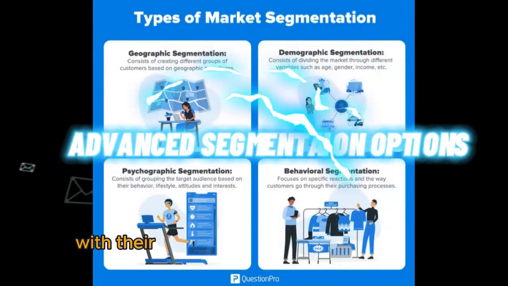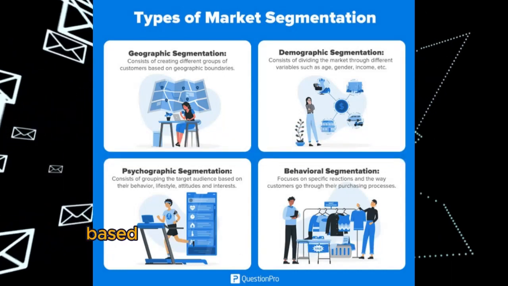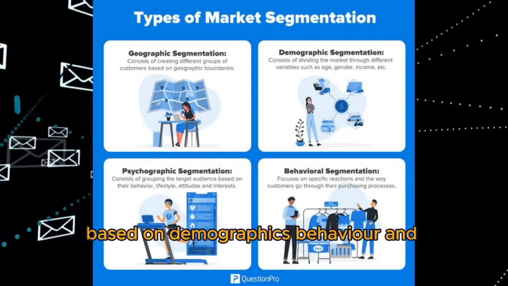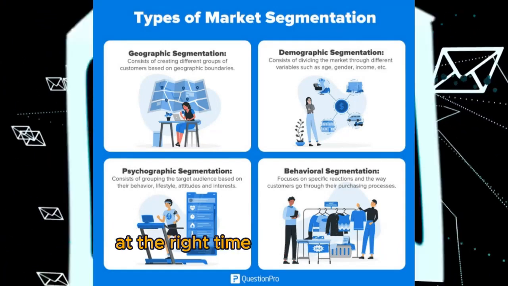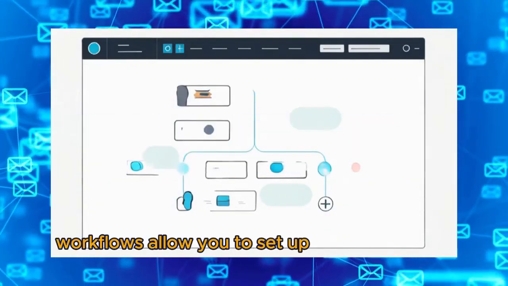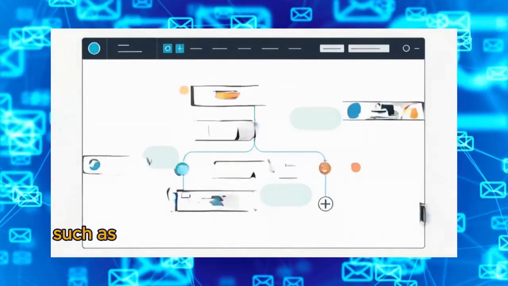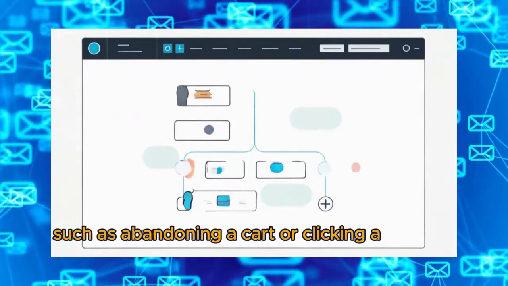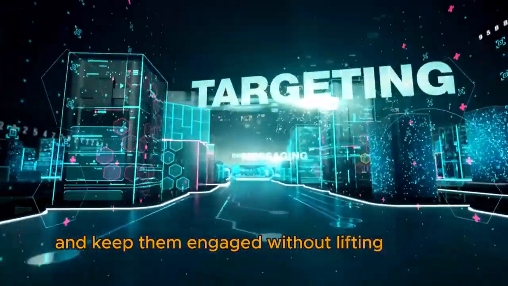Flexibility. Moosend offers a wide range of features that give you the flexibility to create targeted and personalized email campaigns. With their advanced segmentation options, you can divide your subscriber list based on demographics, behavior, and preferences, ensuring that your messages reach the right people at the right time. But that's not all. Moosend's automation workflows allow you to set up triggered emails and customer journeys based on subscriber actions, such as abandoning a cart or clicking a specific link. This means you can nurture your leads and keep them engaged without lifting a finger.